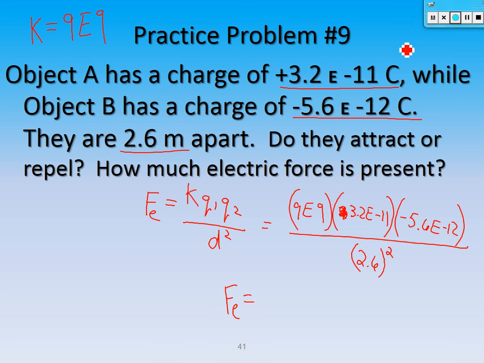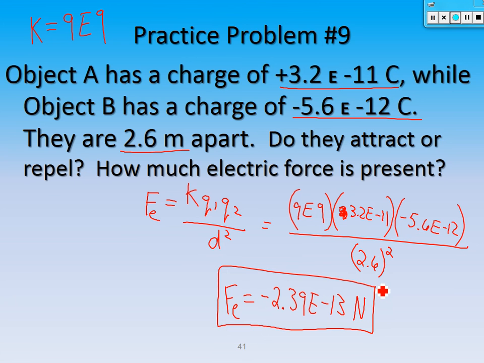Okay, so let's see how you did. You should have got this as your magnitude of the force: a minus 2.39 times 10 to the minus 13th. And guys, what is the units for force? It's a Newton, okay? So a couple things we need to talk about.